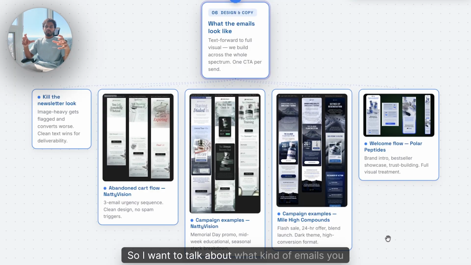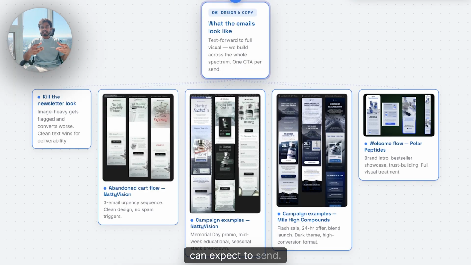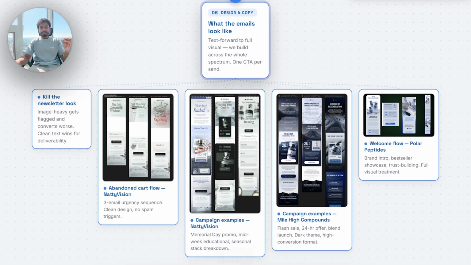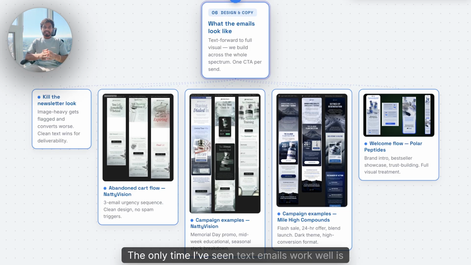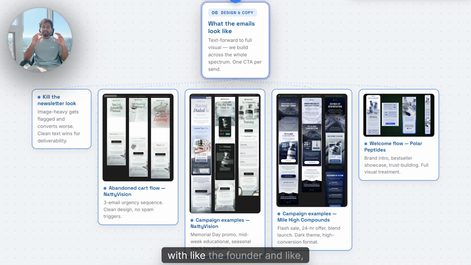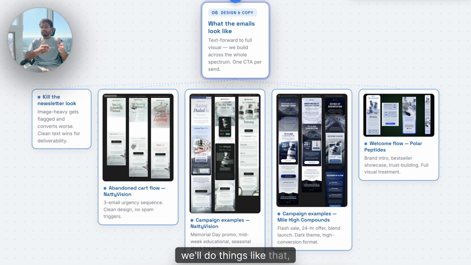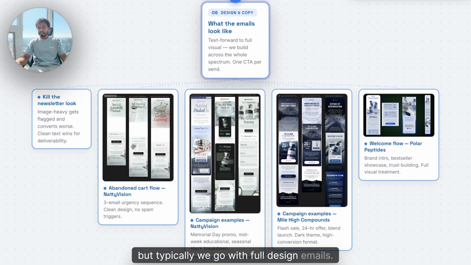So I want to talk about what kind of emails you can expect to send. These are some of the emails that my agency has done. I don't recommend running the newsletter style, meaning just the text emails. The only time I've seen text emails work well is if you want to do a message from the CEO. Every once in a while, like once a month, we'll send an only HTML email from the founder saying, hey, it's so-and-so from this company, I just wanted to reach out to you and see how your experience is with. We'll do things like that, but typically we go with full design emails.